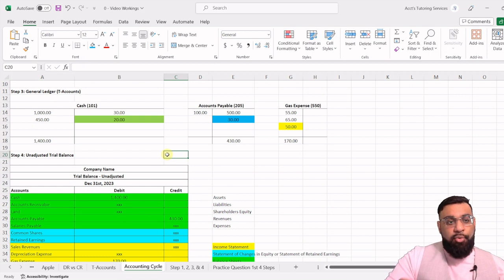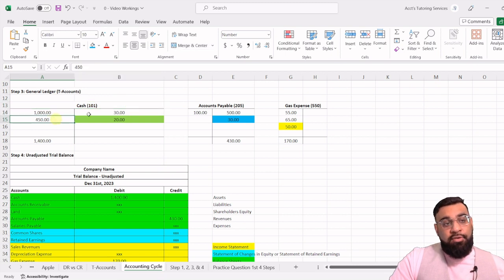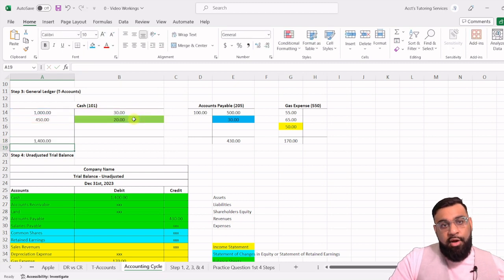So the next step we're going to do is we're going to go to our T accounts and we're going to calculate the ending balances in each T account. So essentially, since cash is an asset and asset is a debit account, we're going to add up all the debits, subtract all the credits to get the debit balance. To get the 1400, I did 1000 plus 450 minus 30 minus 20 to get 1400.